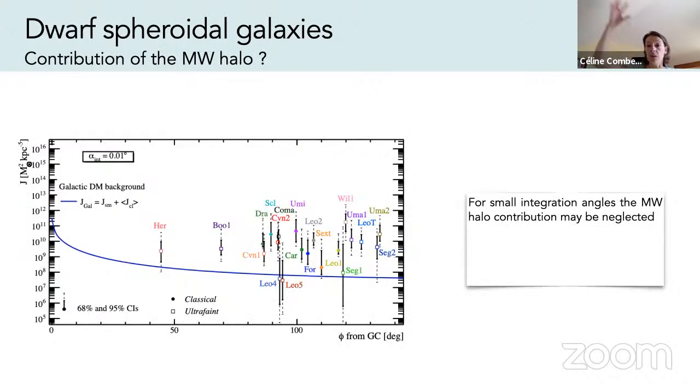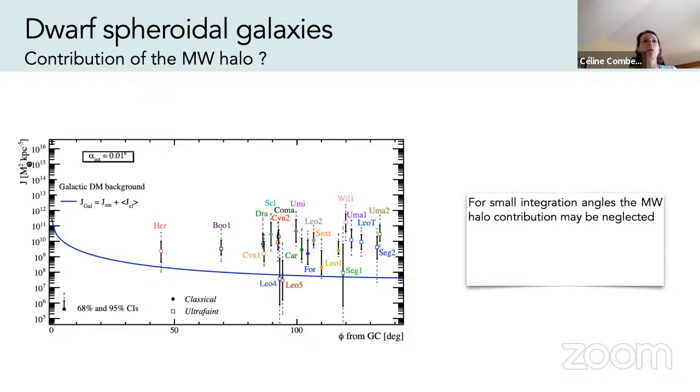So I have this dwarf that is located somewhere in the galactic halo, but if you recall my little cartoon earlier, I'm also going through the galactic halo. So here I have the J factor for a given integration angle, quite small. You have the result of all the dwarfs with the error bars, and you have the contribution of the galaxy, of the smooth plus substructure from the galactic halo, and they're all sitting nicely above.